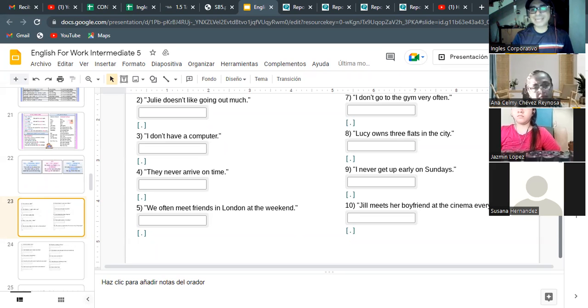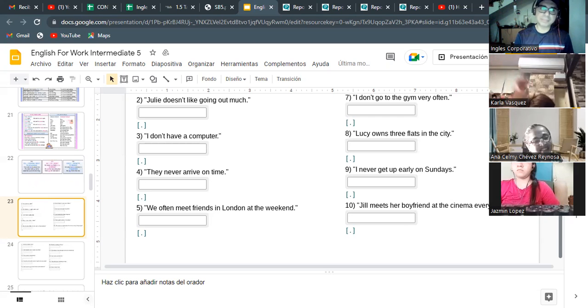Very good. Number 9, I never get up early on Sundays. Another fact. General truth. Teacher, with never or always, isn't it possible that it's an expression of exaggeration? It's possible. I mean, it depends on the context that you use. Yeah, that might be possible. Because sometimes you wake up early, right? But anyway, you can express that. So the expression is correct. So this is a general truth. How's it going to be?